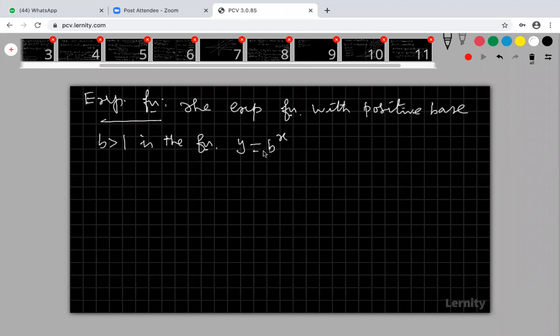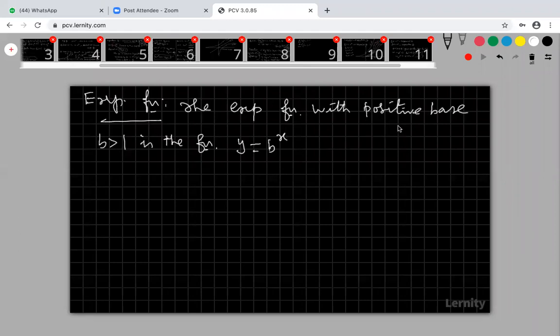B may be any value, that is called the base. Any positive value, but greater than 1. Don't take it as 1, because 1 power anything is 1 only. It is a constant function, so we never get an increasing function. If you take b less than 1, it is a decreasing function. Therefore, with b greater than 1 only, we get the increasing function. Therefore, we are taking a positive base with b greater than 1.